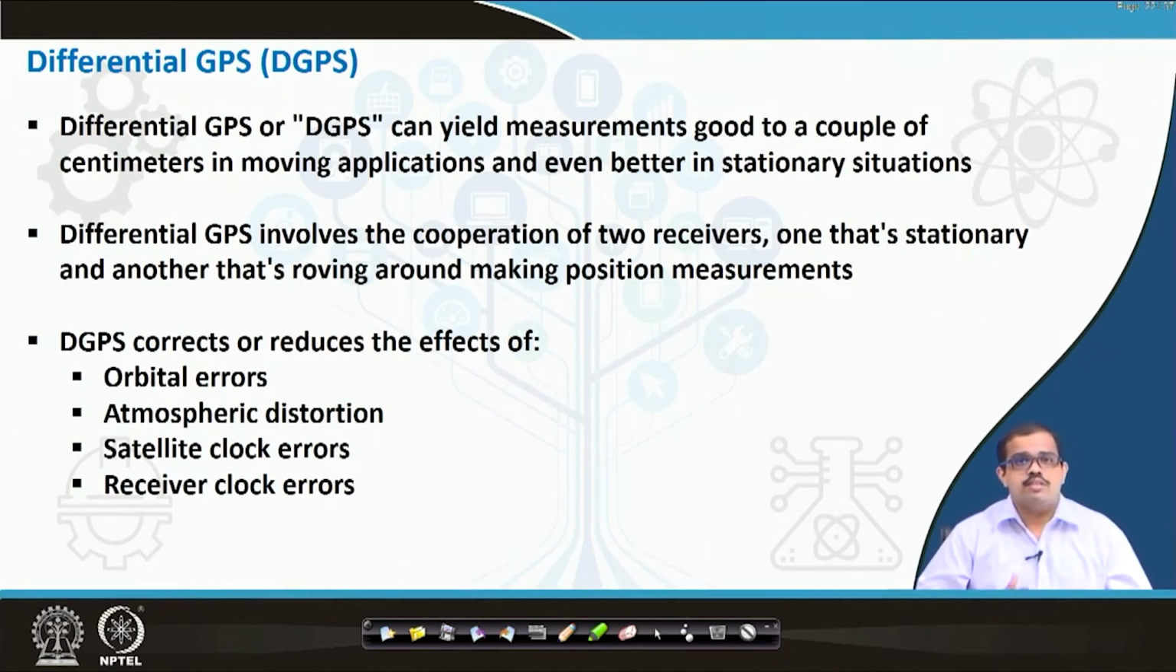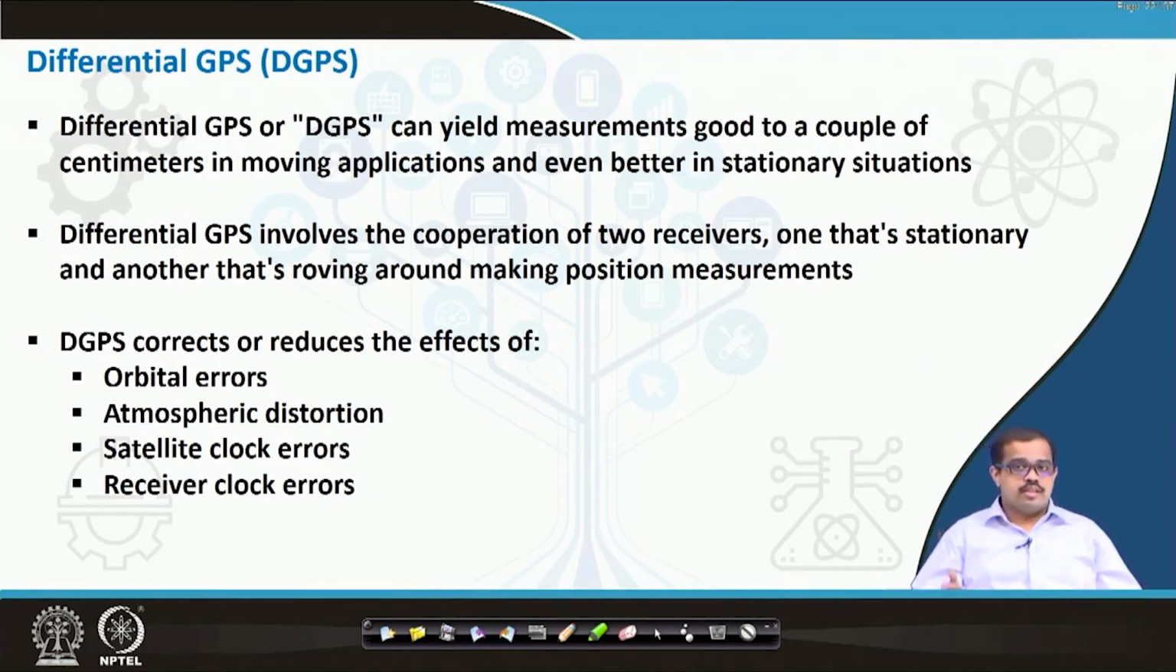Differential GPS involves the cooperation of two receivers, one that is stationary and another that is roving around making positional measurements. This means you always have a stationary receiver which knows an exact point on the earth surface, and a rover which is collecting other points on the earth surface. When you have such a system, the first error that is reduced is the orbital error that the satellite induces.